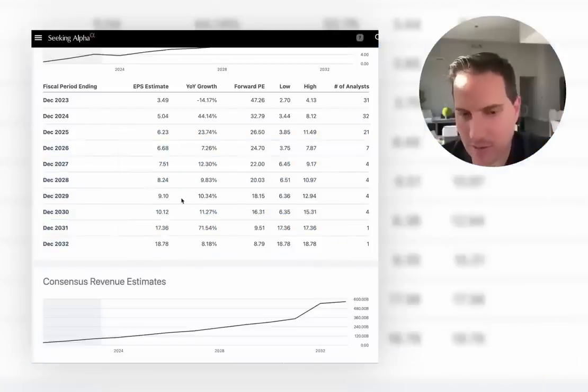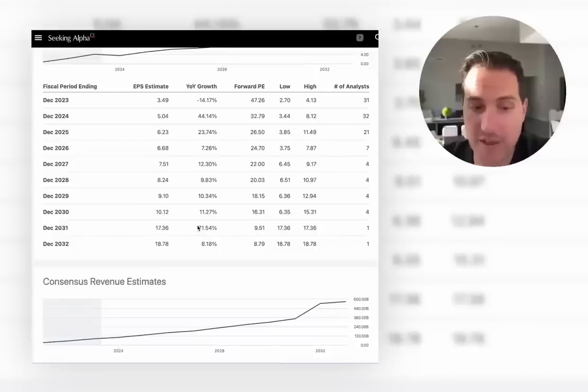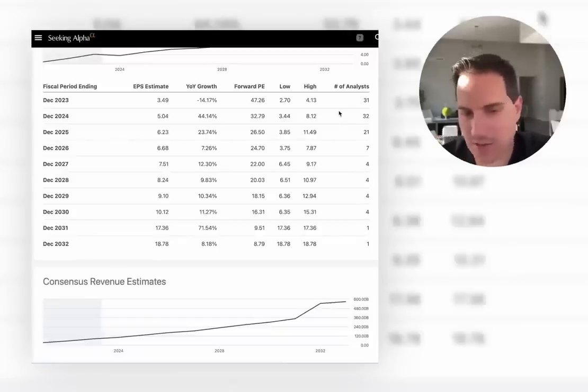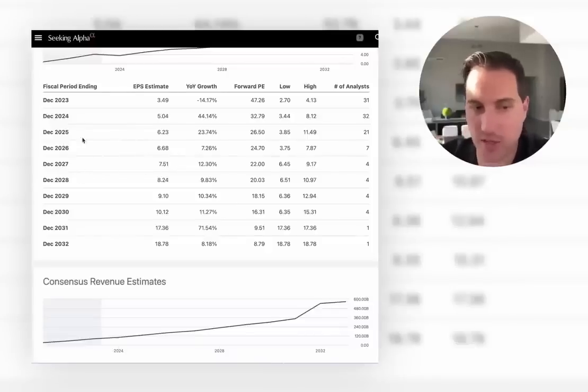And also, look at how ridiculous these numbers are, right? Supposedly Tesla's only going to grow 9% in 2028, but supposedly they're going to grow 71% in 2023. But look, there's only one analyst that puts up those numbers, only 4 analysts, right? So it's like, okay, interesting, I guess, but it's just a complete waste, because I'm telling you, none of these numbers are going to be even remotely close to accurate, okay?